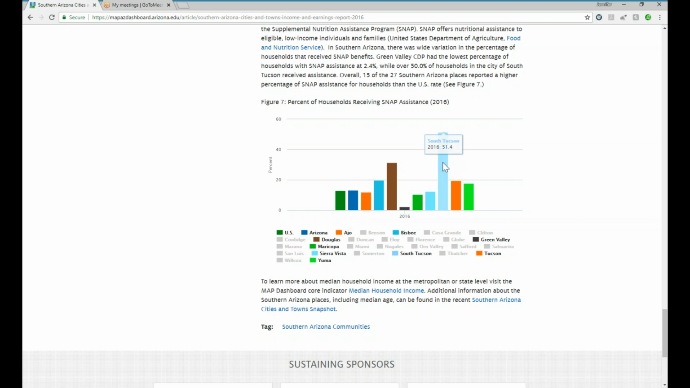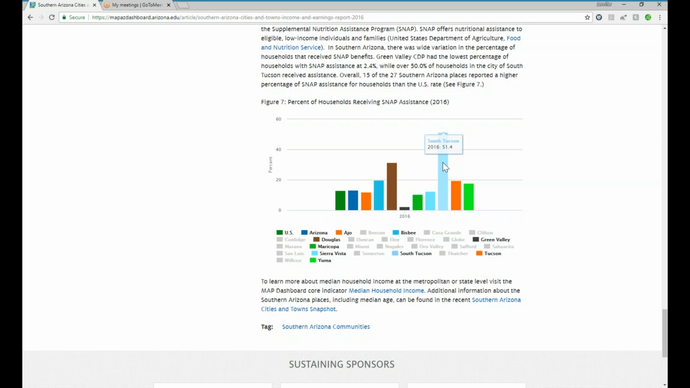So what we see is that there is a high correlation between communities that receive SNAP assistance and communities that have high levels of poverty. So South Tucson, when looking at the 29 Southern Arizona communities, has both the highest percentage of those receiving SNAP assistance and the highest percentage of those living in poverty.